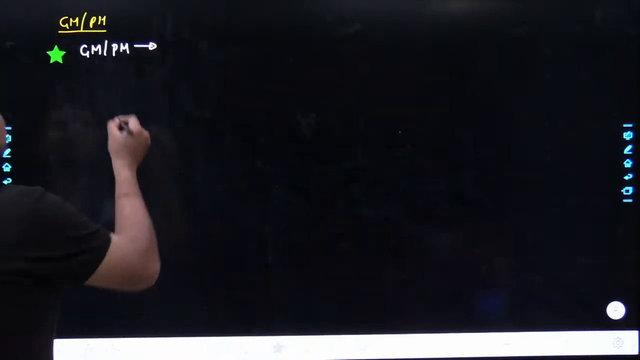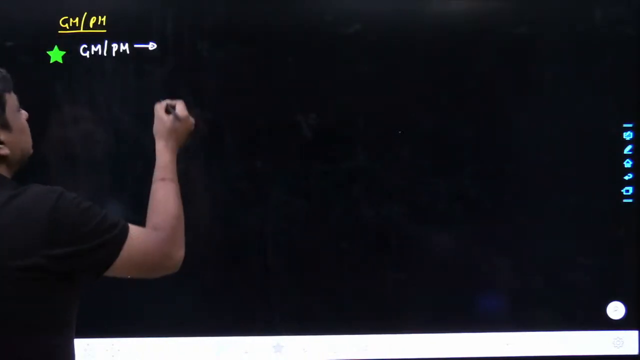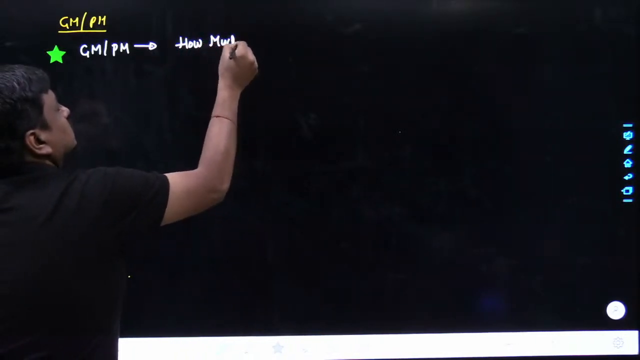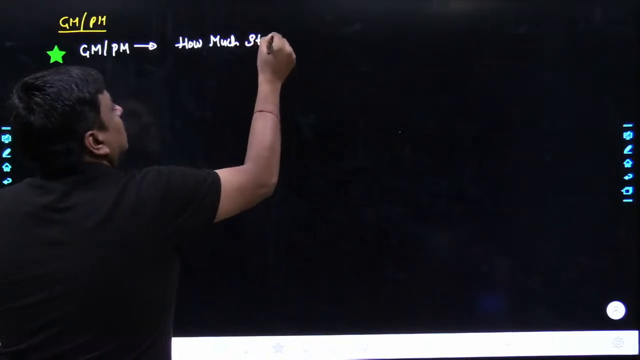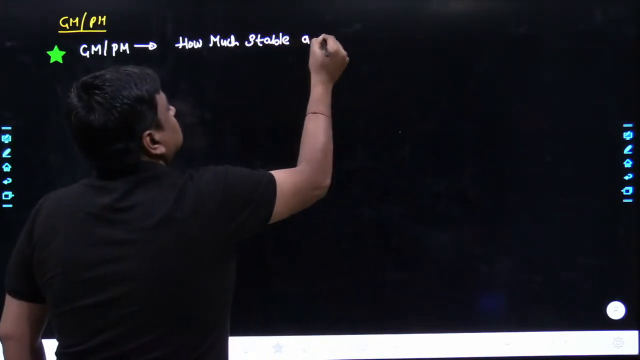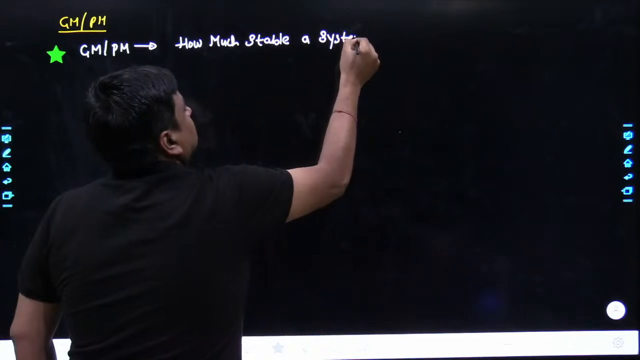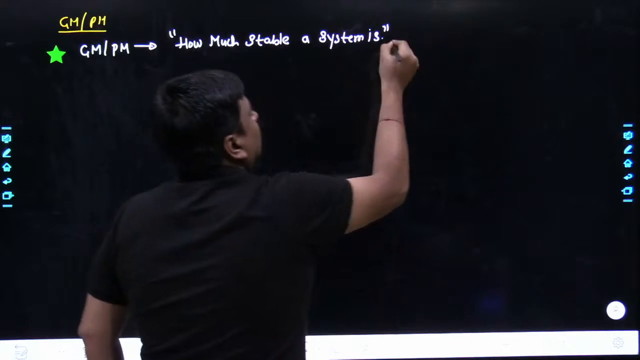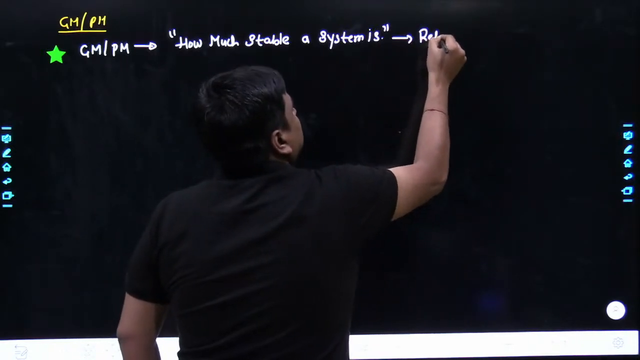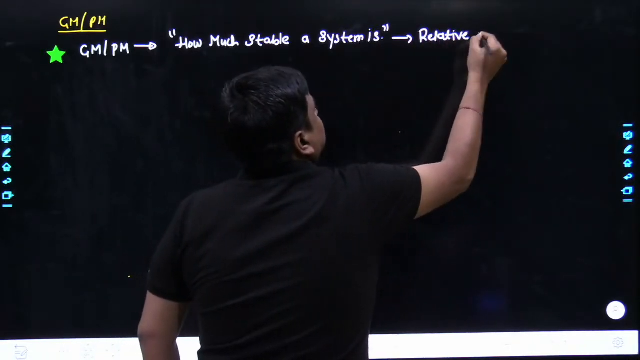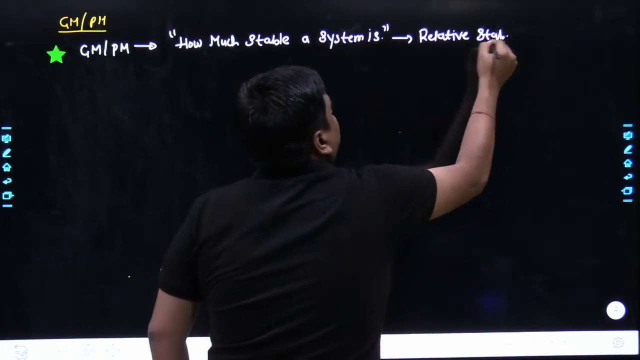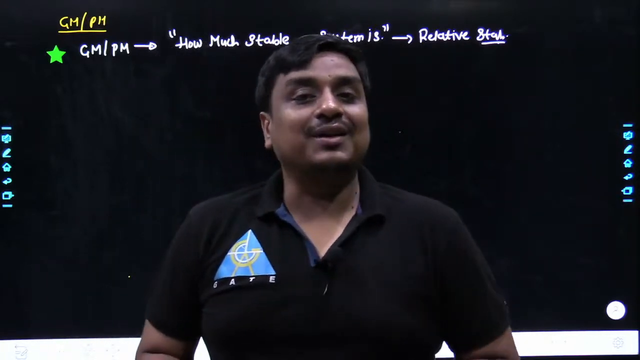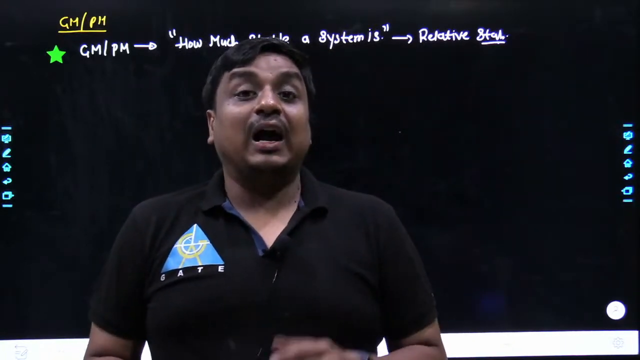So what are the gain margin and phase margin? The gain margin and phase margin talk about how stable a system is. That means gain margin and phase margin talk about the relative stability of the system. Yes, that's the first and very important point. So far we were just talking about whether the system is stable or unstable, but now we would also quantify how stable a system is.